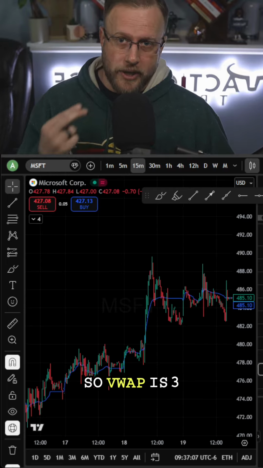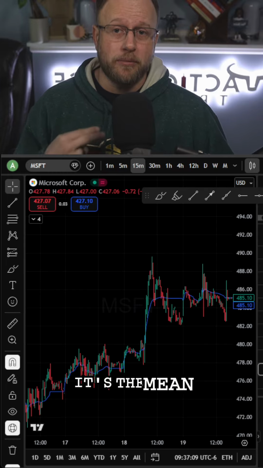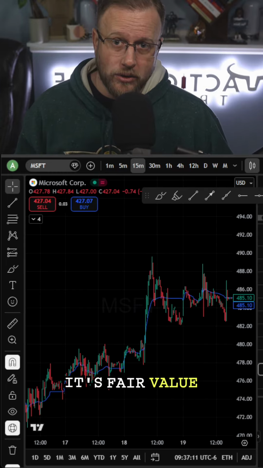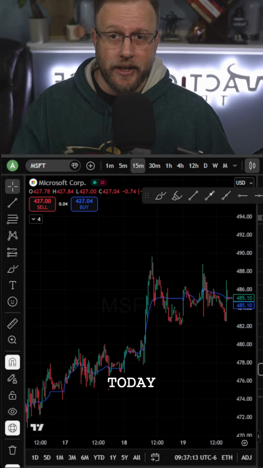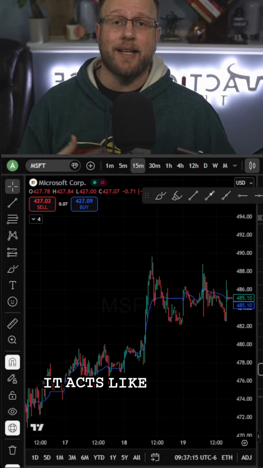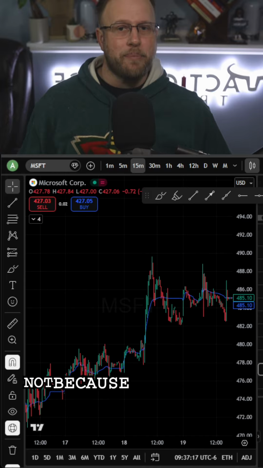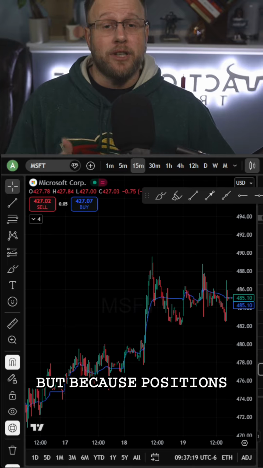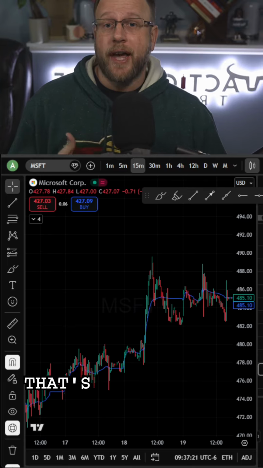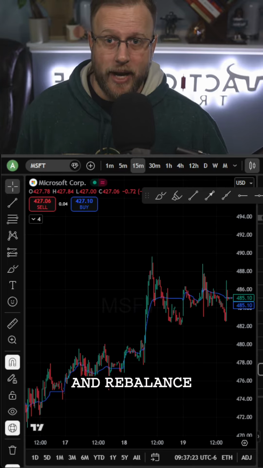So VWAP is three things at the same time. First, it's the mean, it's fair value, and it's where the most volume has traded today. That's the anchor. Second, it acts like dynamic support and resistance, not because it's magical, but because positions cluster there. That's where people add, exit, hedge, and rebalance.